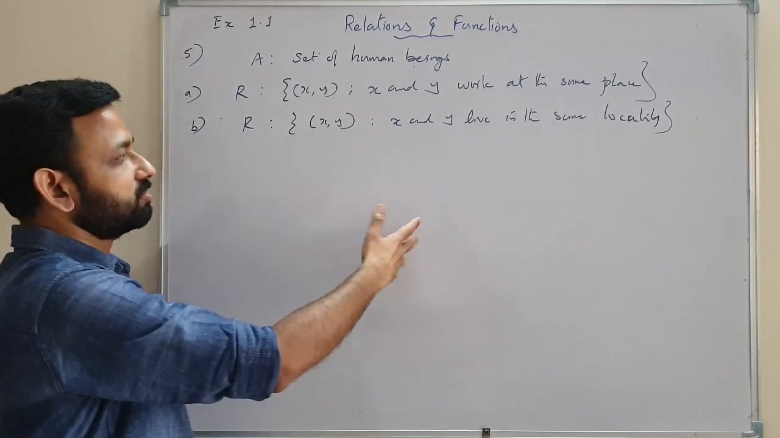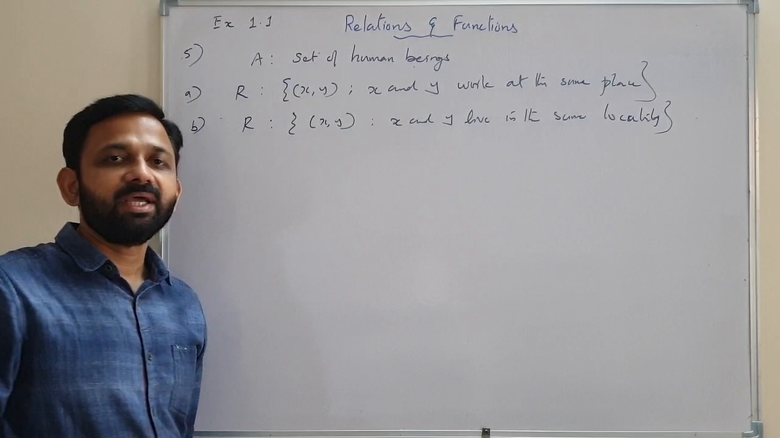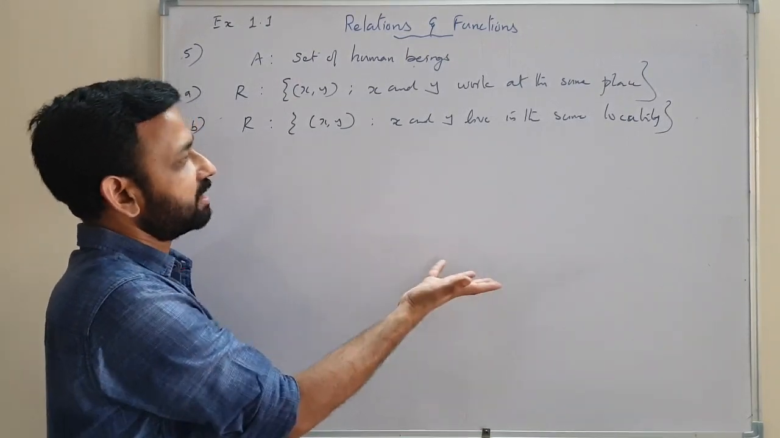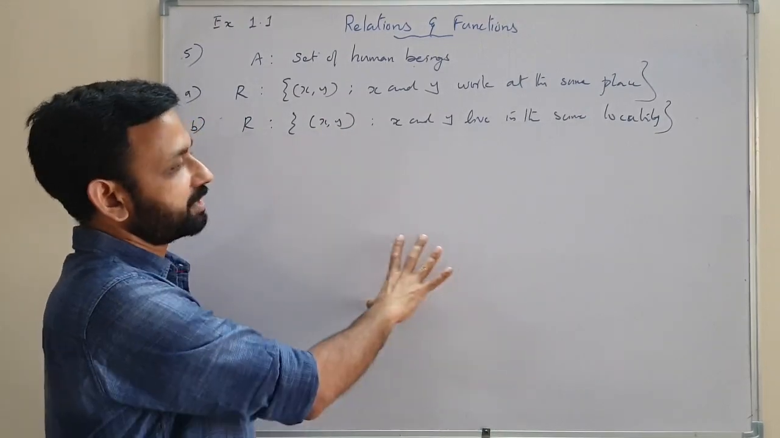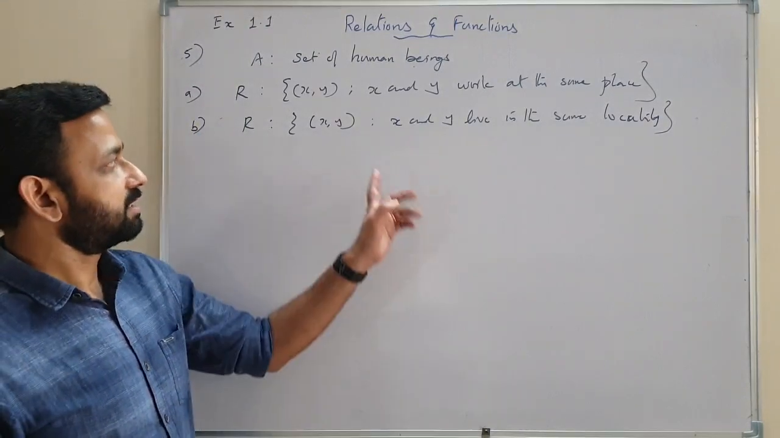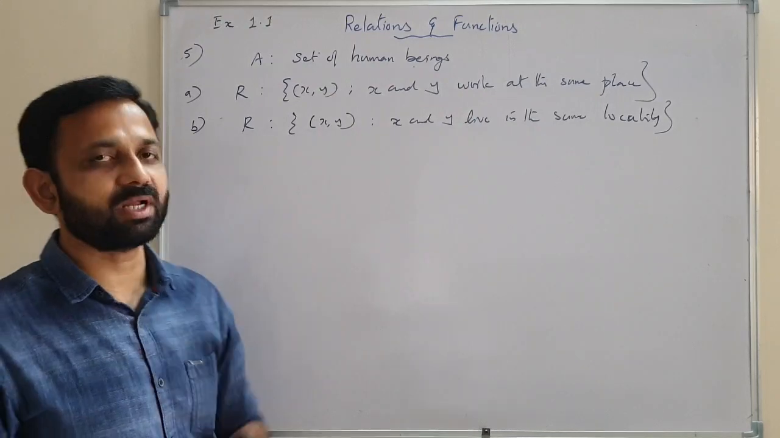Let (x, y) belongs to R, which implies x and y live in the same locality. If x and y live in the same locality, then we can write y and x live in the same locality. Therefore, (y, x) belongs to R. Therefore, it is symmetric. Then transitive. Let (x, y) belongs to R and (y, z) belongs to R.